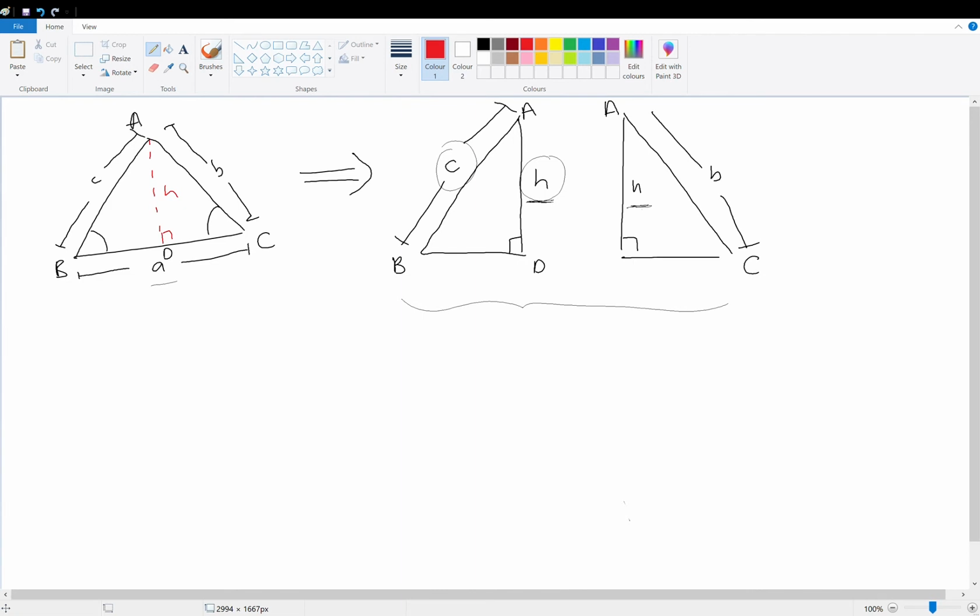I could use any one of them really, but I want to use something with sine in it, since this is a sine rule. If I use this angle here, then I have opposite over hypotenuse. So if I write that quickly, that will give me sine B equals h over c. Then I'm going to multiply the c over so that h is the subject. Let me just rewrite this.